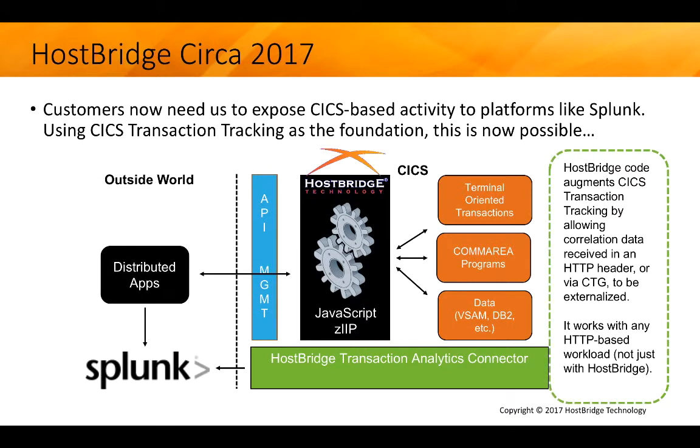So let's talk about what customers need now. Now that we've already created this automation and orchestration engine that is zIIP enabled, where the automation technology is authored in JavaScript, and we're able to orchestrate activities on the inside of CICS at millisecond or microsecond speeds. What do they need now?